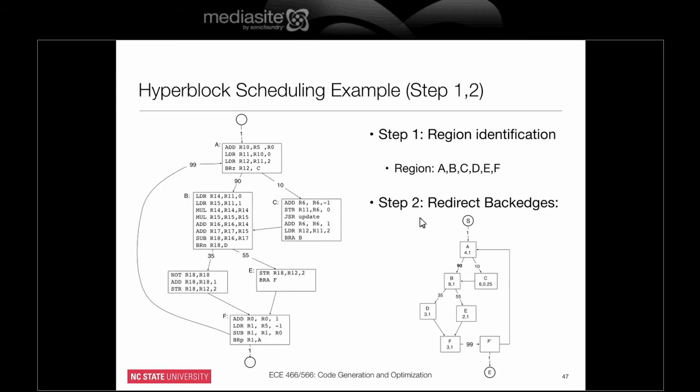Okay, so the first thing we do is region identification, and we can form a region out of A, B, C, D, E, and F. And then after we do that, we redirect back edges so that we have this extra block here in case we need to form some sort of tail replication. We'll have this block that the tail can branch to and then go back to A.